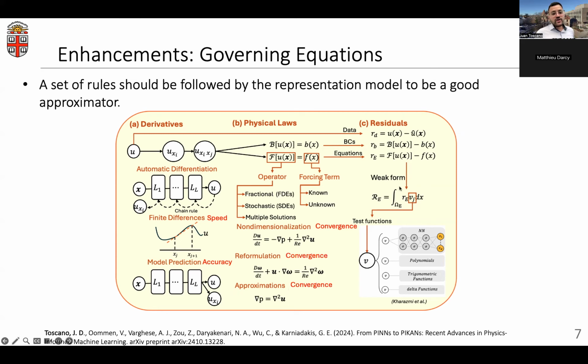Okay, never mind. Now that you have your physical laws, you rewrite them in the form of residuals, which means you just compute the pointwise errors of all of them. And then it can go either in the strong form, which will be the normal PINN, or you can go into the weak form, which will be the variational PINN. And there are many ways of doing the variational PINN.